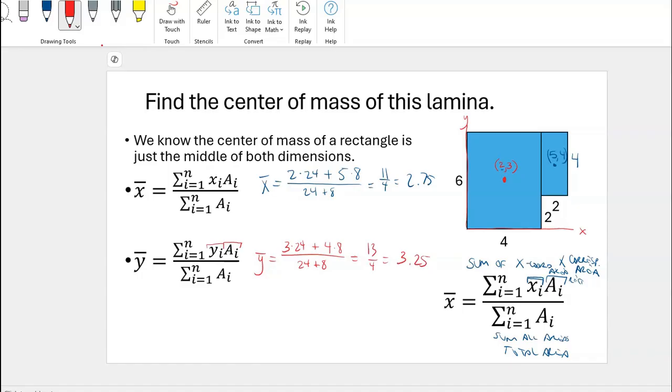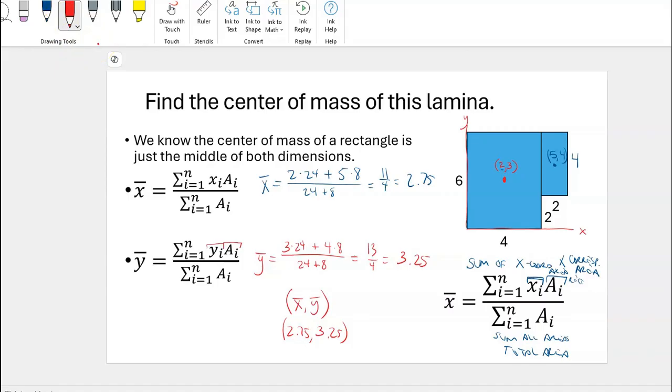So what do those two numbers mean? Well, the center of mass is just going to be x bar comma y bar. Or in other words, the point 2.75, 3.25, that's going to be that balance point, where if you stuck your finger directly underneath that point, this entire blue box would balance. So let's try to find that spot, or at least approximate it.